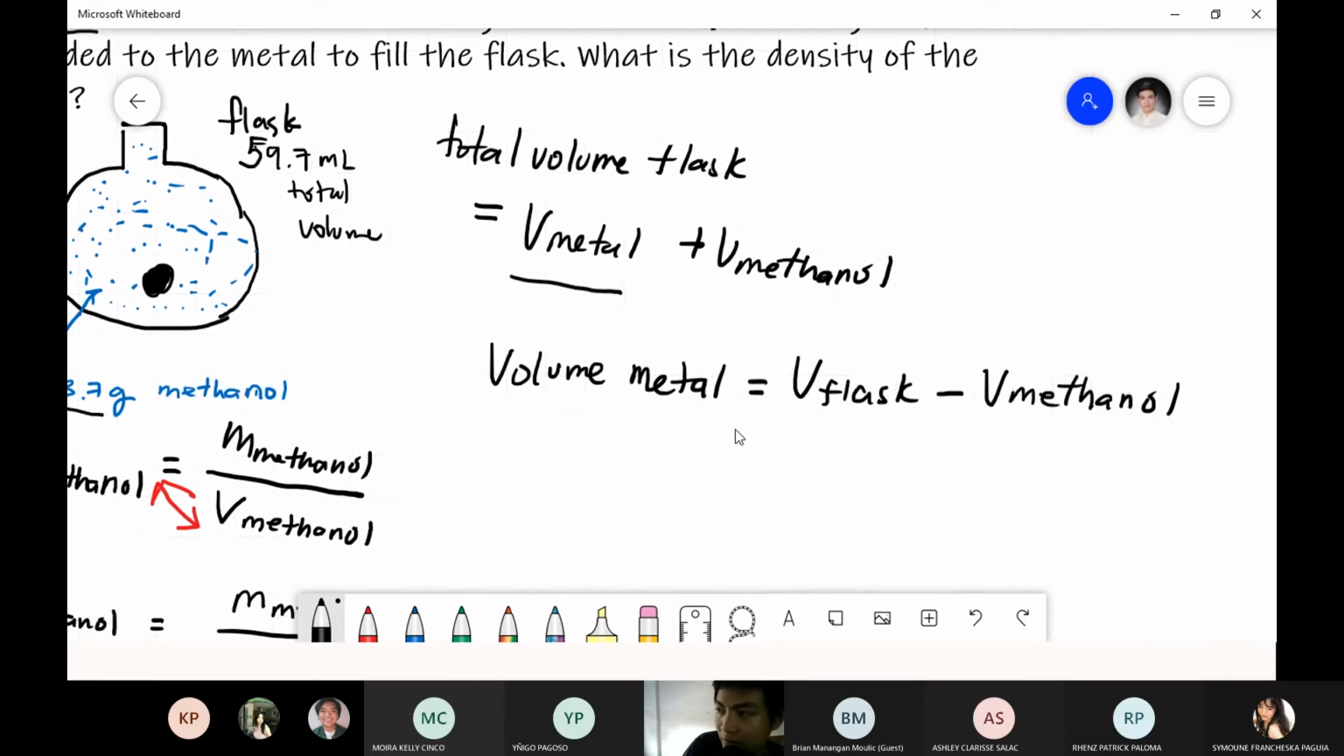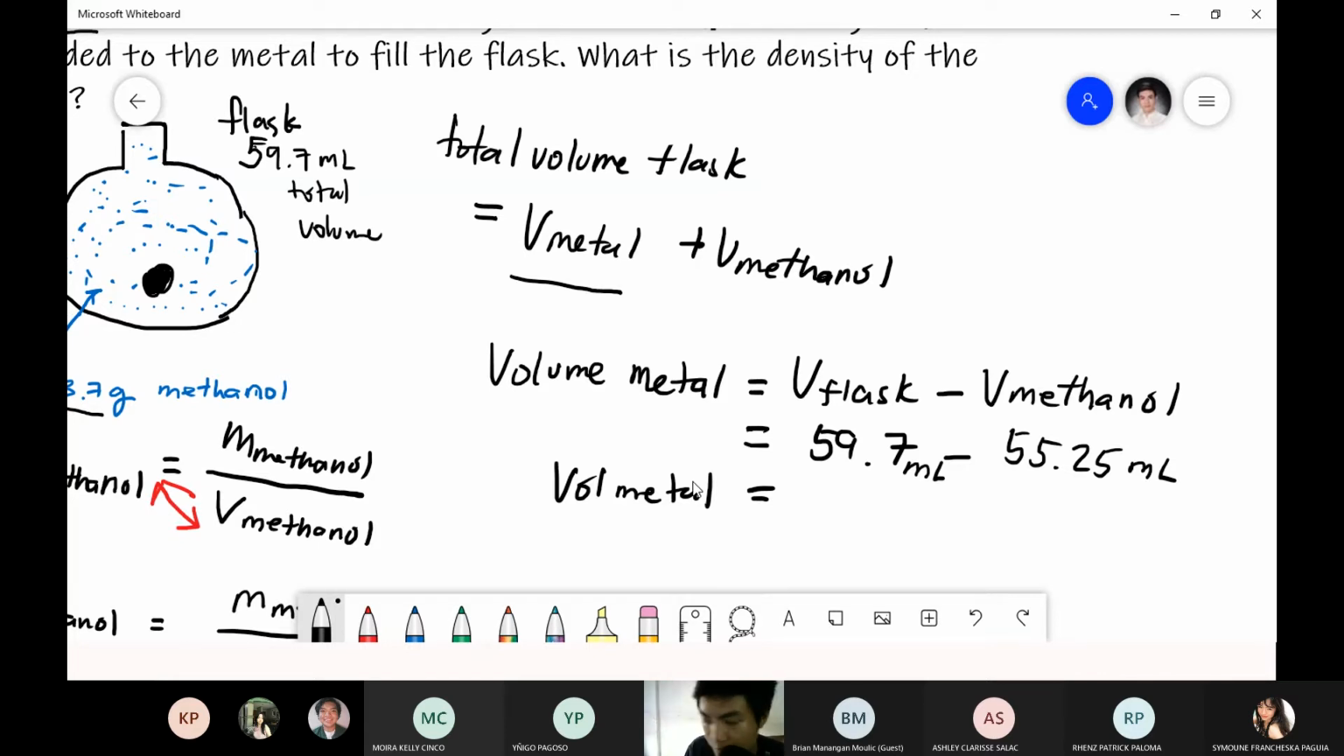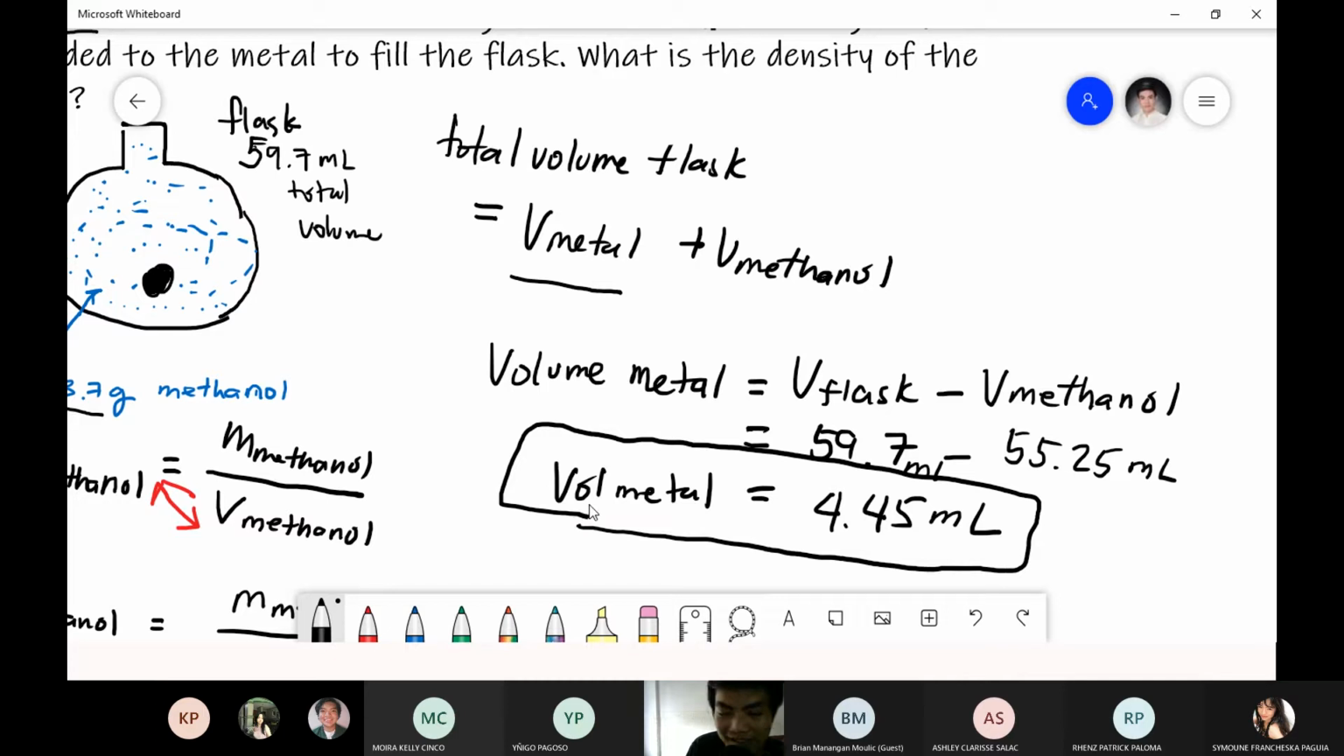So, ano yung volume ng flask? Ang volume ng flask ay 59.7 ml. Ang volume ng methanol ay 55.25 ml. So, makukuha ko na yung volume ng metal. So, subtract ko lang. 59.7 minus 55.25, 4.45 siya. 4.45 ml. O, yun na yung volume ng metal. Tapos na ba ako? Hindi. Hindi pa tapos. Ang dami lang process, no?